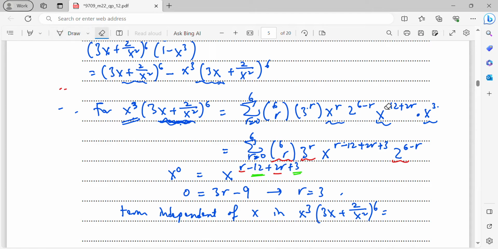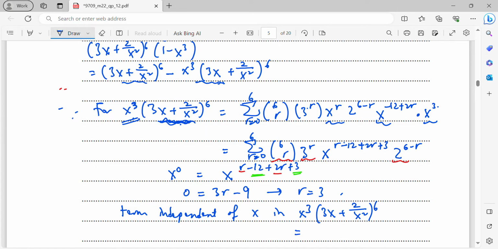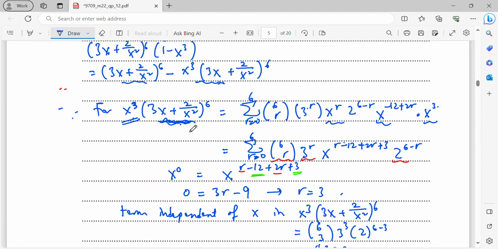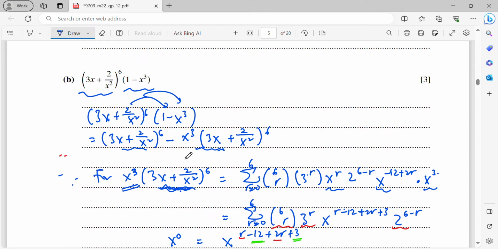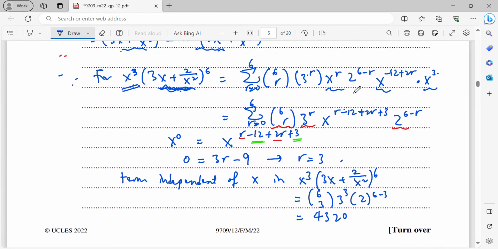Alright, so here I will write this is equals to 6C3, 3 power 3 times 2 power 6 minus 3. Okay, so this is going to be 4320, just for the second expansion. Now don't forget, your original question has one more term in front. So now what I will do here is, I will just continue here.